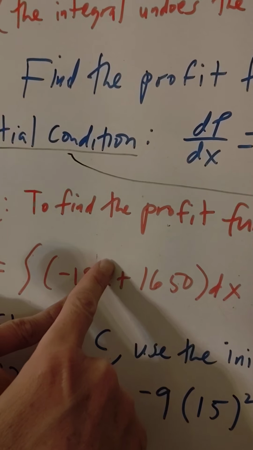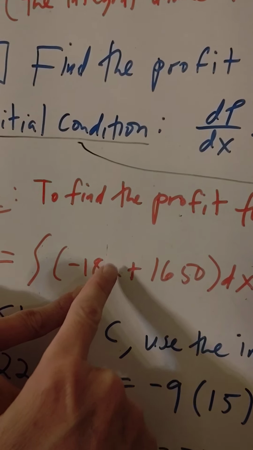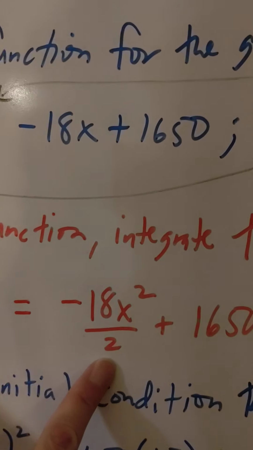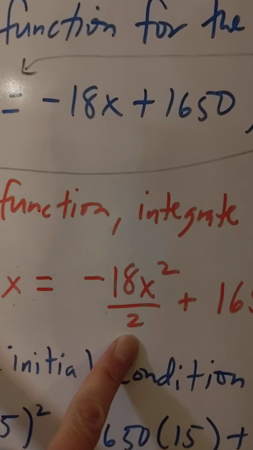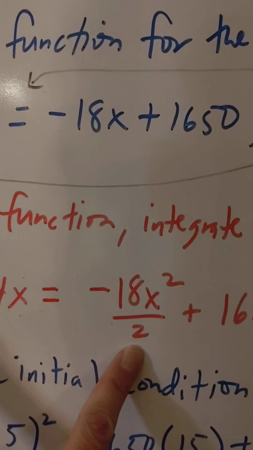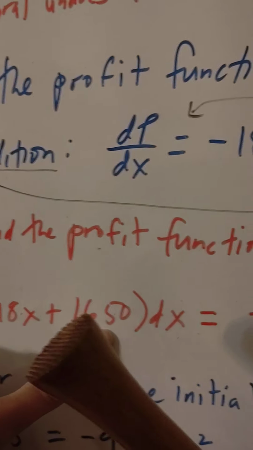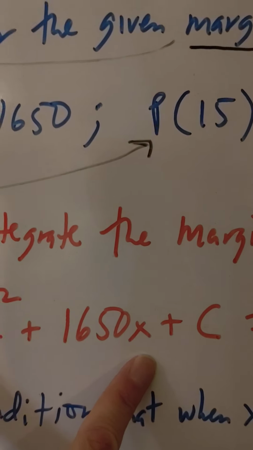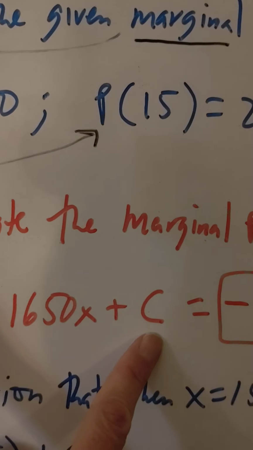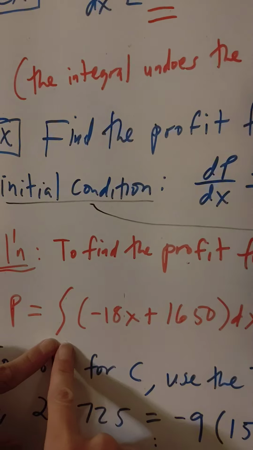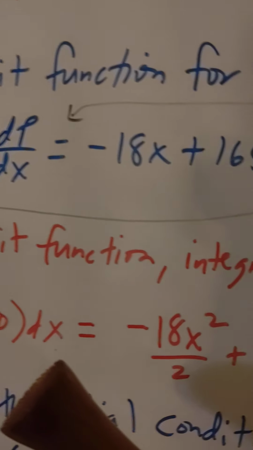So this is like x to the first here. You increase the power by 1, and then you divide by that number. That's where the negative 18x squared over 2 comes from. That's the power rule of integration. And then the integral of a constant is that constant times x. And then you always need this plus c, because this is an indefinite integral, as it's called. For all indefinite integrals, you always need a plus c.